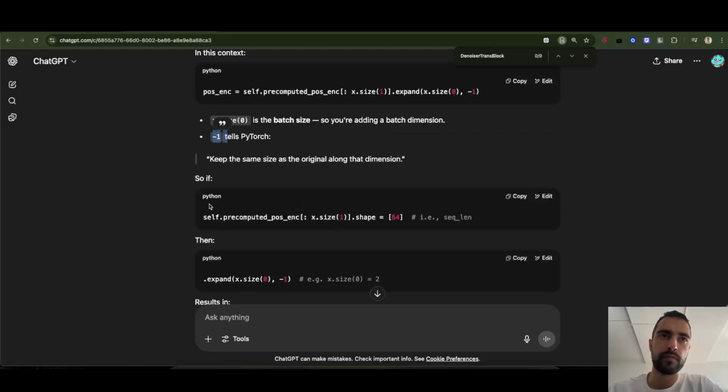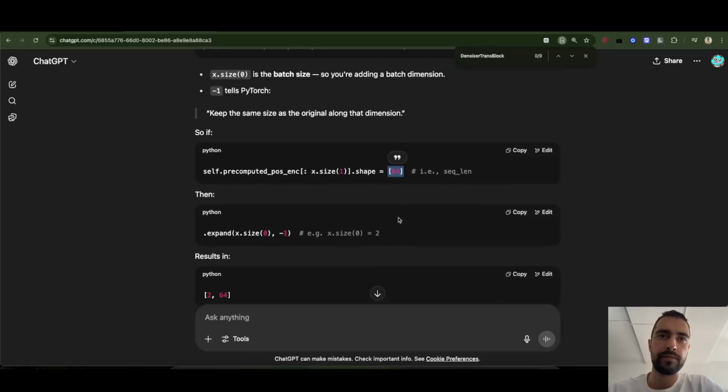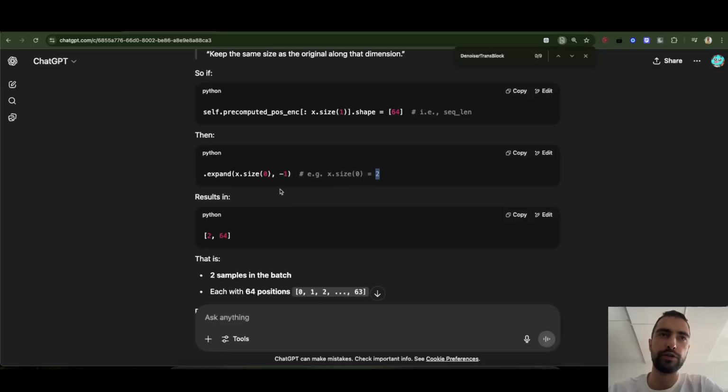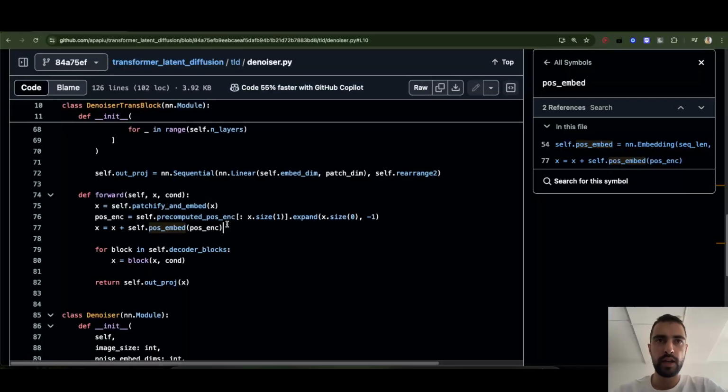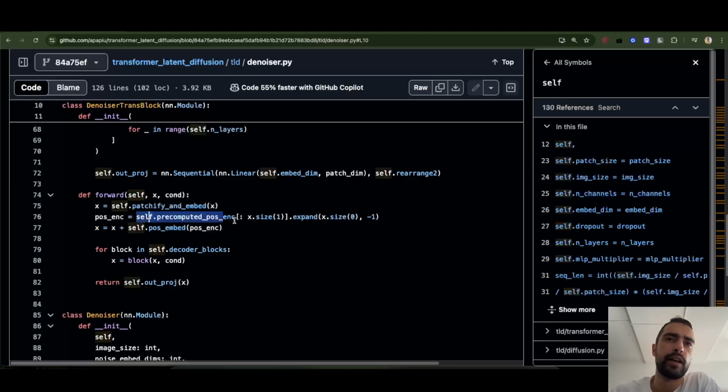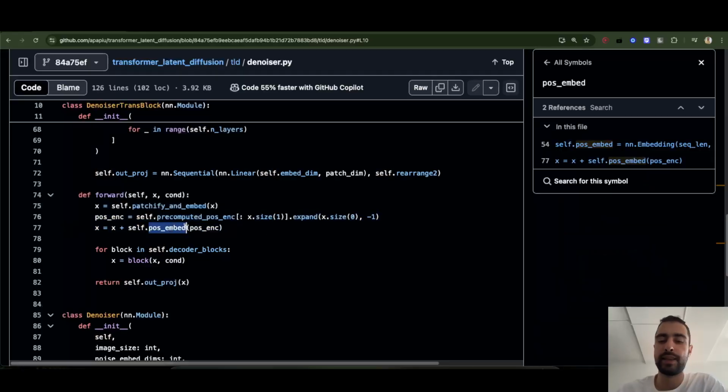So if this has dimension 64, then x.size(0) is 2. Also, yeah, it results in 2 and 64. So that's how this positional encoding is just creating encodings for every image in the batch, so batch-size number of encodings. And then we pass those positional encodings through this positional embed layer.